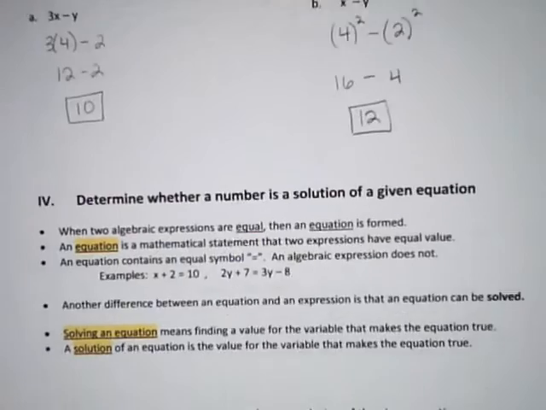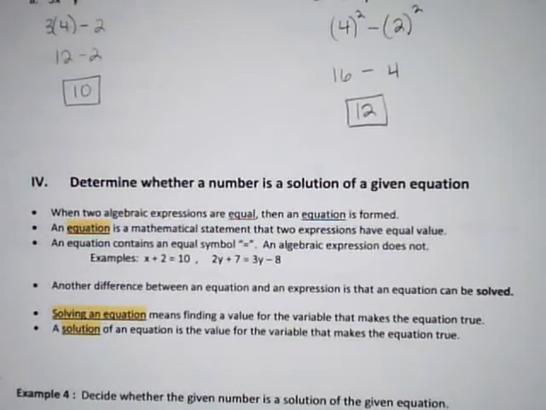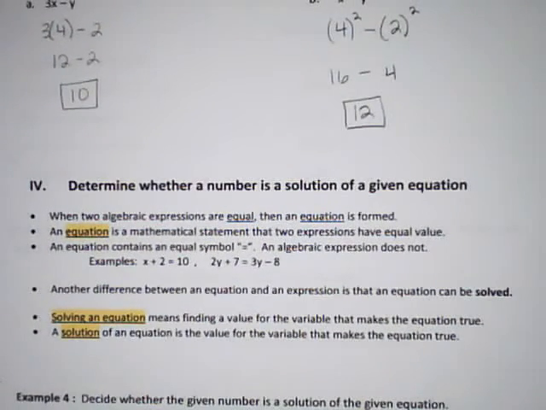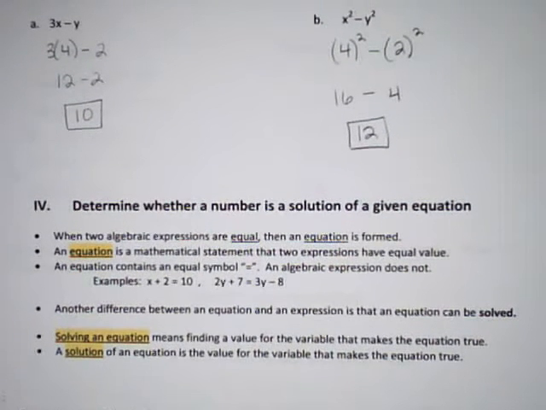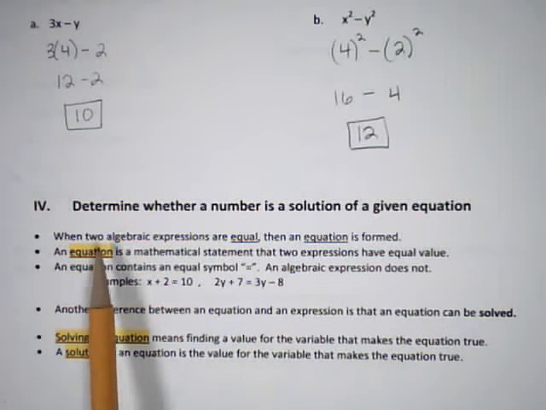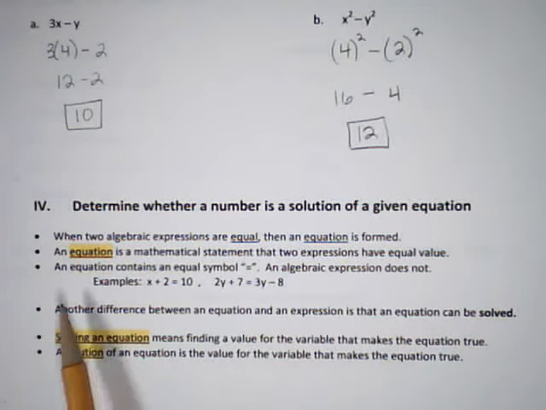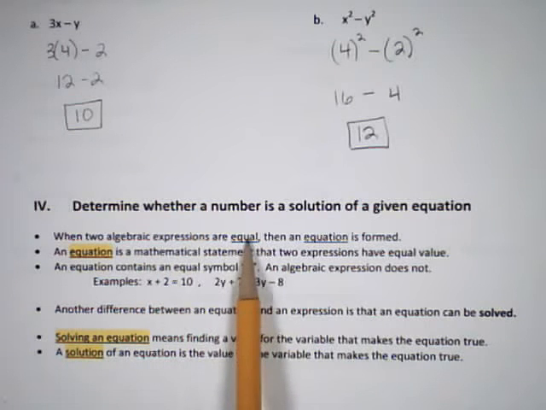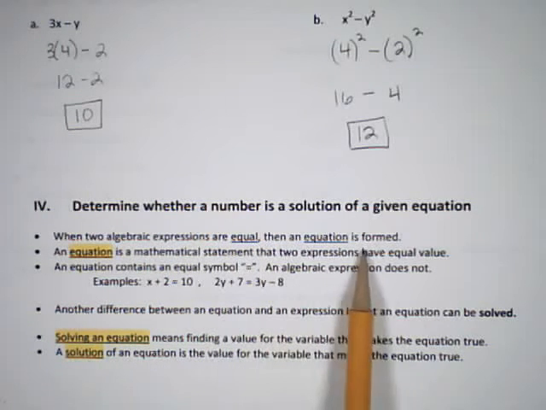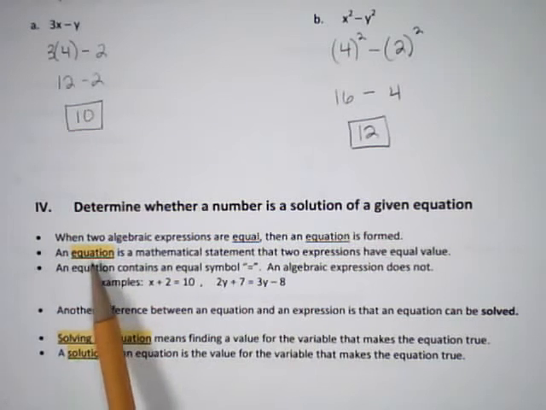Part 4 says to determine whether a number is a solution of a given equation. Well, before we can do that problem, we need to talk about some more terminology here. It says when two algebraic expressions are equal, then an equation is formed. An equation, by definition, is a mathematical statement that two expressions have equal value. An equation does contain an equal sign. An algebraic expression does not.